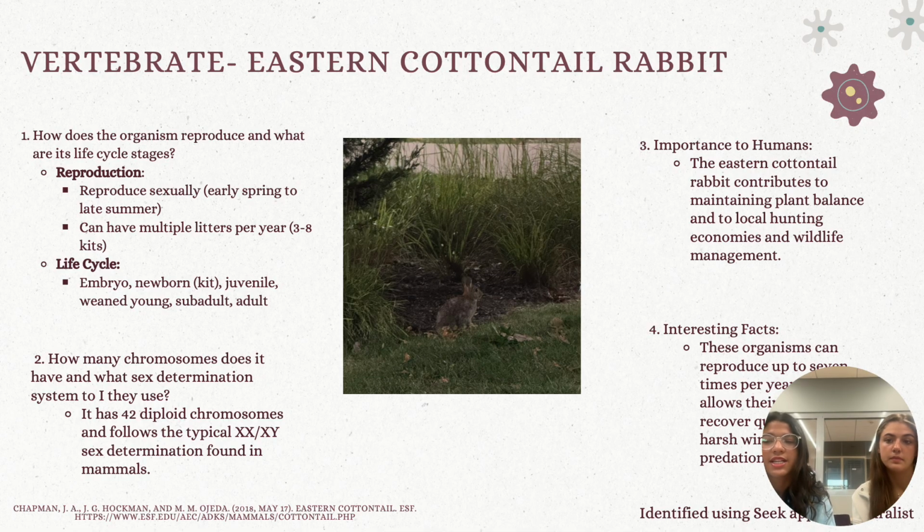How many chromosomes does it have, and what sex determination do they use? These have 42 diploid chromosomes, and they follow the typical XX-XY sex determination found in mammals. What is their importance to humans? The eastern cottontail rabbit contributes to maintaining plant balance and to local hunting economies and wildlife management. As for the interesting fact, these organisms can reproduce up to 7 times per year, which allows their populations to recover quickly even after hard winters or heavy predation.